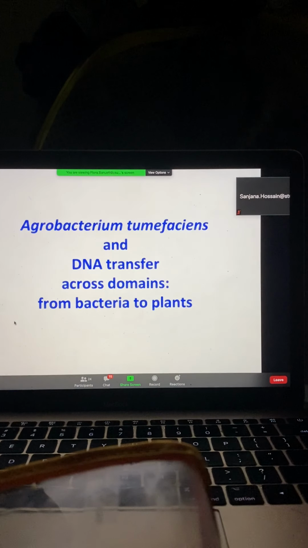Okay, today I'm going to be talking about Agrobacterium tumefaciens and DNA transfer across domains. So from bacteria to plants. Remember that there are three domains: bacteria, archaea, and eukarya. Plants are in the eukaryotic group. Bacteria belong to another domain. And in this case, Agrobacterium transfers DNA to plants and modifies them. And that is the basis of genetic engineering in plants. Of course, there is a new technology now that people are using, but people still use this.